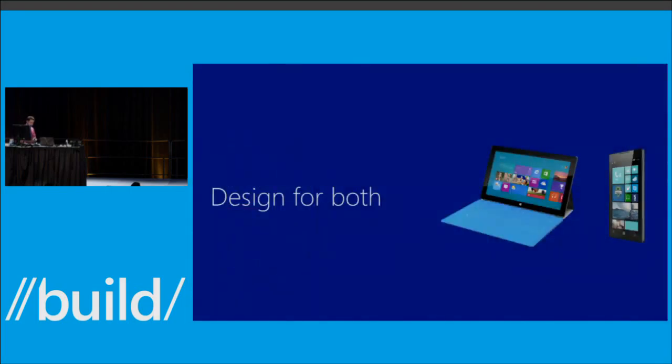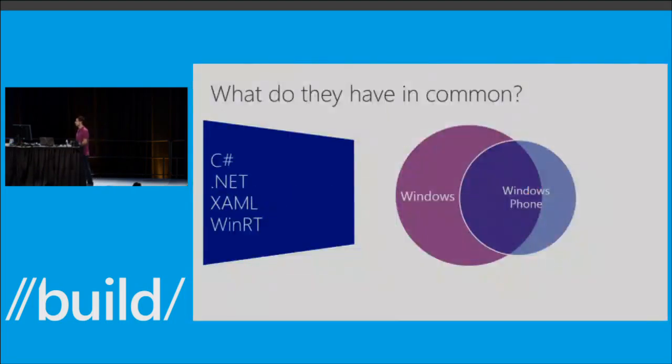So designing for both, as I mentioned, it's not just about the look of the products you're building. It's how users are going to interact with them. What are the use cases you're trying to solve when you've got a phone or whether you're on a PC? But first, what do they have in common? They're C#, they're .NET, it's XAML, WinRT, obviously Visual Basic. But it's .NET, it's the stuff that you've been doing forever.